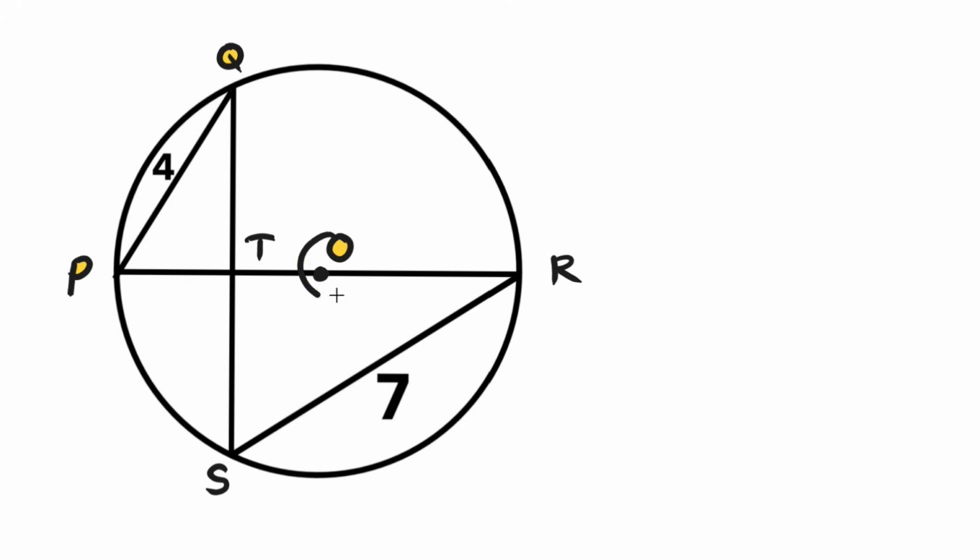We have a circle with center O, and PR is the diameter of the circle. A chord QS crosses this diameter at point T, and QS is perpendicular to PR at T. The two right triangles are PTQ and STR. We are told that the hypotenuse PQ is 4 units, while the other hypotenuse SR is 7 units. And our goal is to find the radius of the circle.